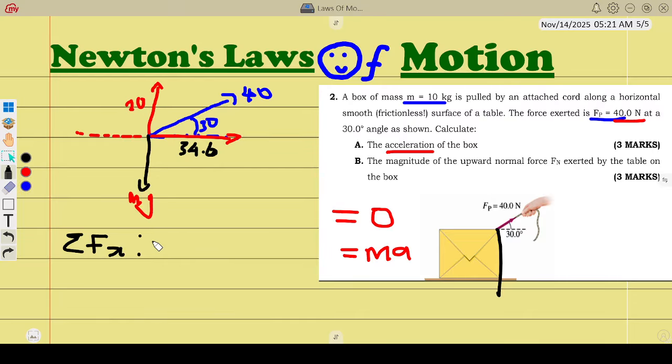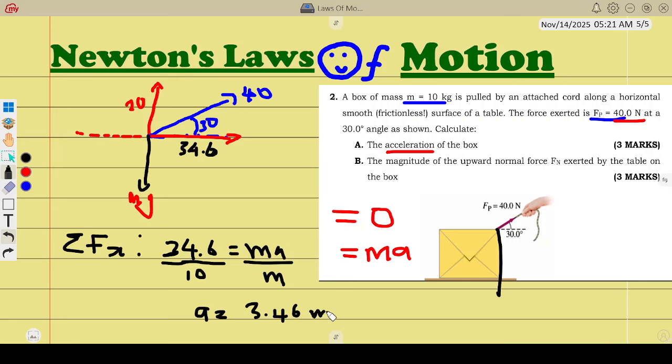Okay, so here 34.6, it is going to the right, it's positive 34.6. And then we don't have anything else to add. Here we have nothing. So this is equal to ma, to show that we have movement. If it wasn't moving, then we can just ignore. So divide over m, over m. Remember, our m is 10 kg there. So a will be 3.46 meters per second squared. Okay, so that's how you go about that.